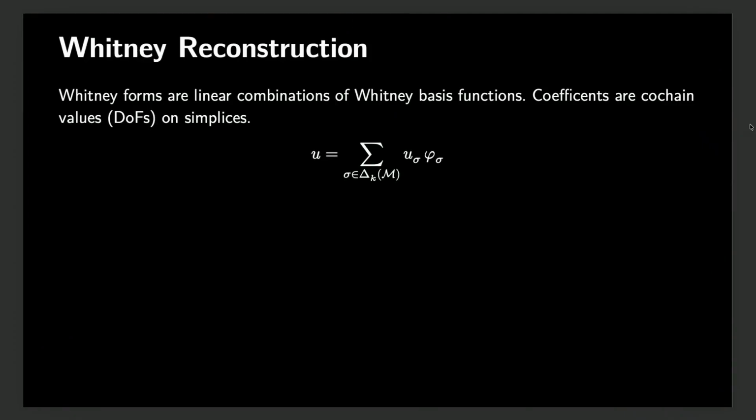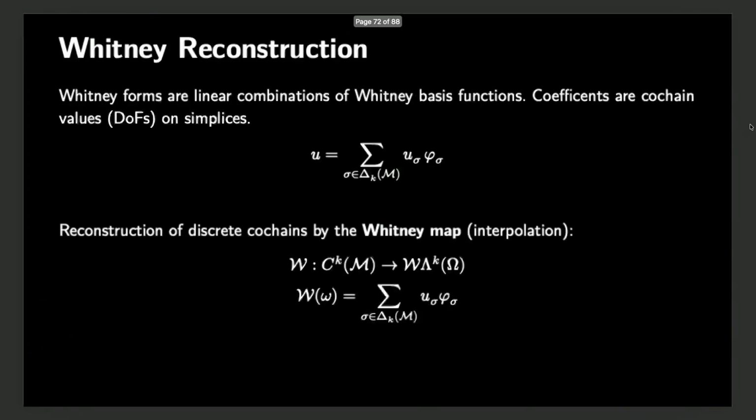And this is actually where the reconstruction map comes back into play. As I said, there's one basis function per simplex. There's one cochain value per simplex. Well, these cochain values are the coefficients in the linear combinations of basis functions. And this is exactly what the reconstruction map, the Whitney map, must do. It takes a cochain and maps it to a Whitney form by just computing this basis expansion.